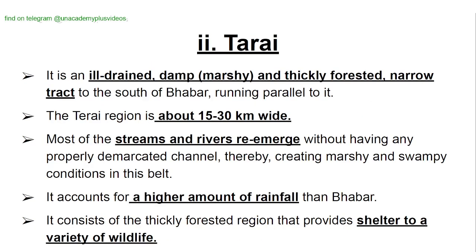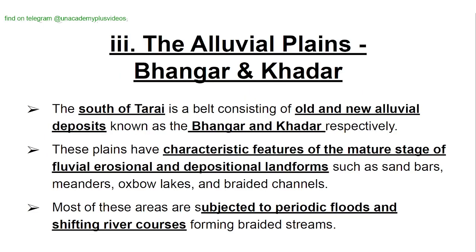Tarai. It is an ill-drained, damp, marshy and thickly forested narrow tract to the south of Bhabar running parallel to it. The Tarai region is about 15 to 30 km wide. Most of the streams and rivers re-emerge without having any properly demarcated channel, thereby creating marshy and swampy conditions in this belt. It accounts for a higher amount of rainfall than Bhabar. It consists of the thickly forested region that provides shelter to a variety of wildlife.